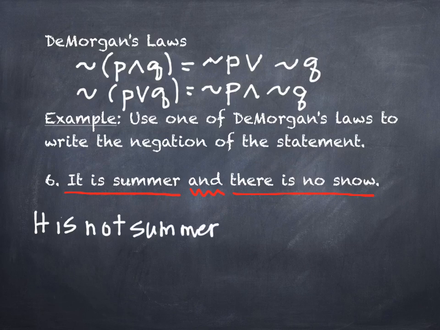We've got this and in the middle. What's the negation of and? Or. And we've got the statement at the end that says there is no snow. There is snow. Easy, easy, right? Yes. That's how you negate it. You negate each piece individually, and you negate the conjunction or the connective in the middle. All right.